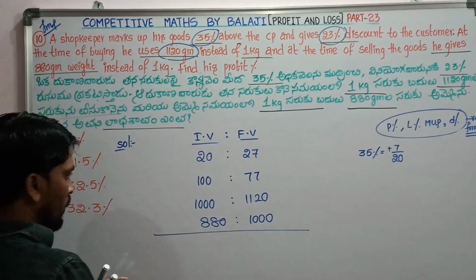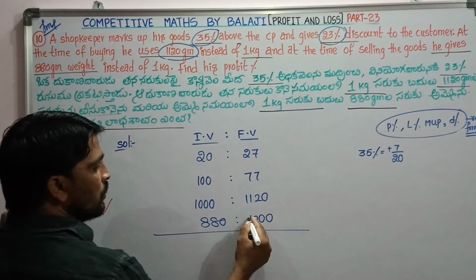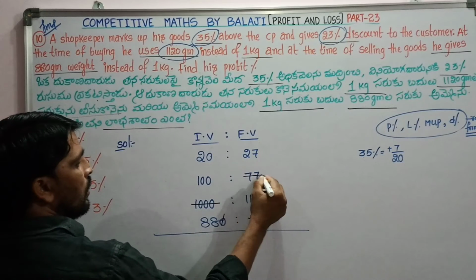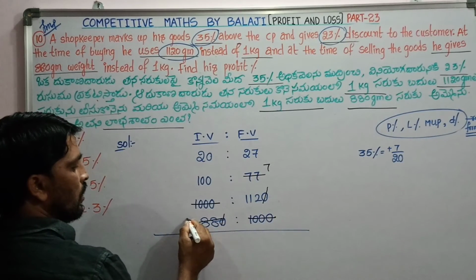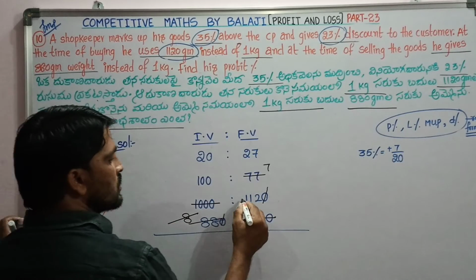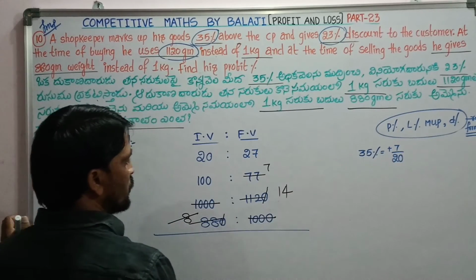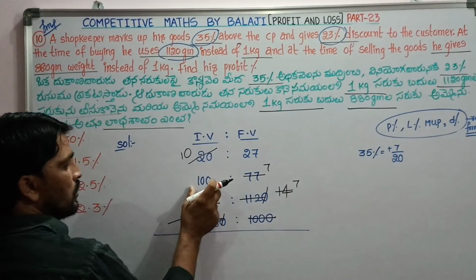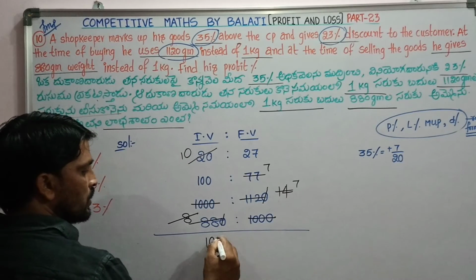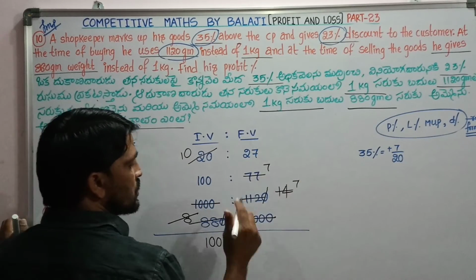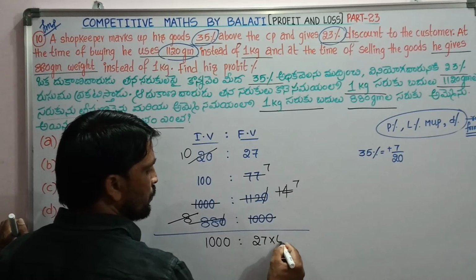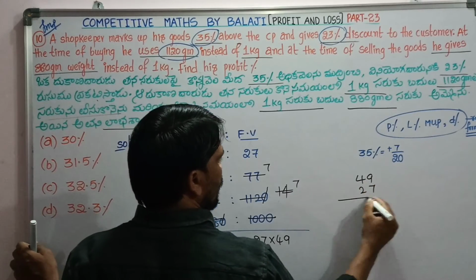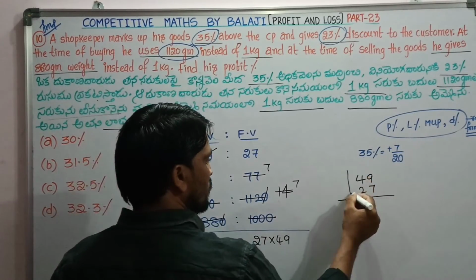Okay, consider the net ratio of initial value to final value. 1000 gets cancelled, 0 gets cancelled. 11 sevens are 77, 11 eights are 88... 27 into 7 sevens are 49, 27 into 49. Consider the product 49, 27. We use crisscross multiplication.